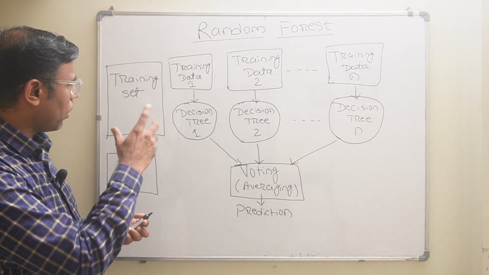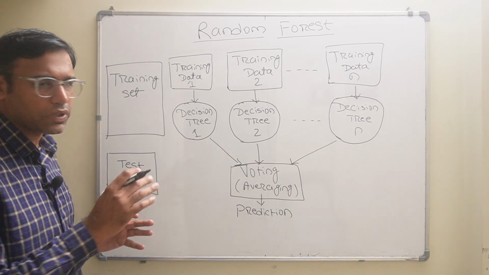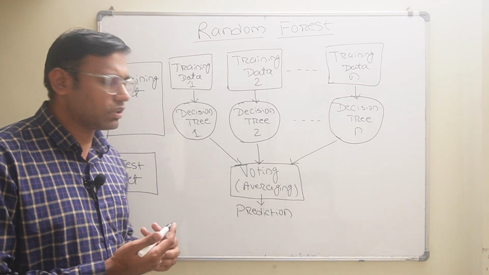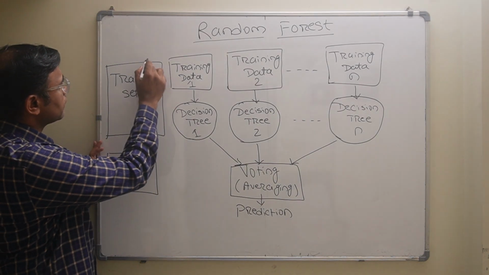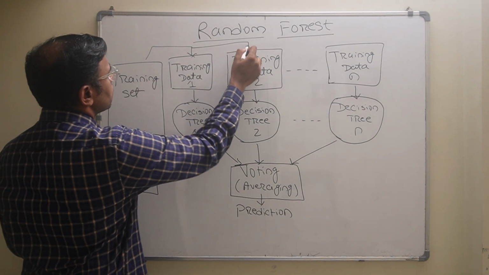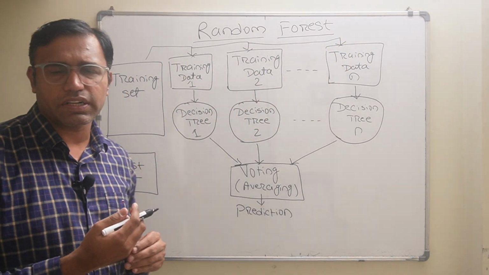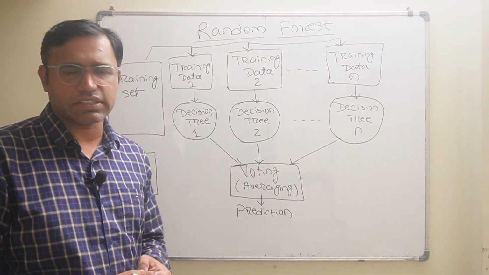Now how does this random forest work? In random forest, various decision trees are created. Now how are they created? Initially, let us say there is one training data set. From this training data set, subsets of the training data set are created. So you can create n number of training data sets from one large data set.